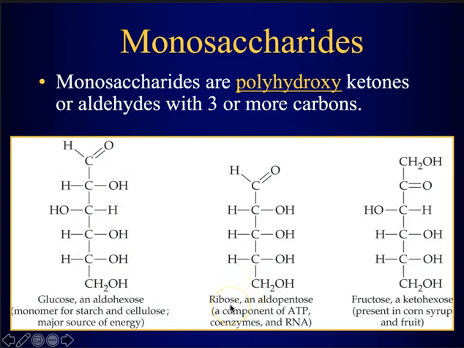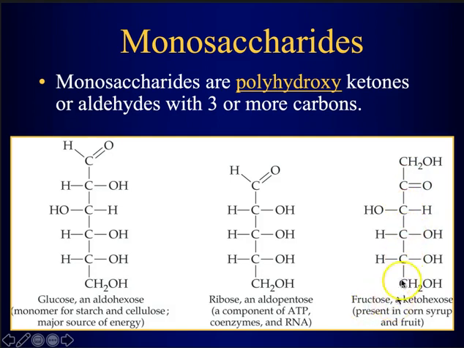Another one is our ribose. You think of ribose nucleic acid, RNA. So here's ribose. It's also a compound in ATP in our coenzymes. Ribose is 1, 2, 3, 4, 5 carbons with an aldehyde at the end, which makes it then an aldopentose.